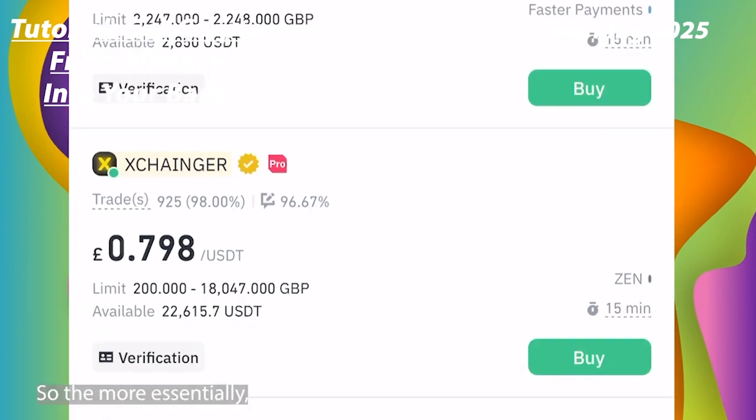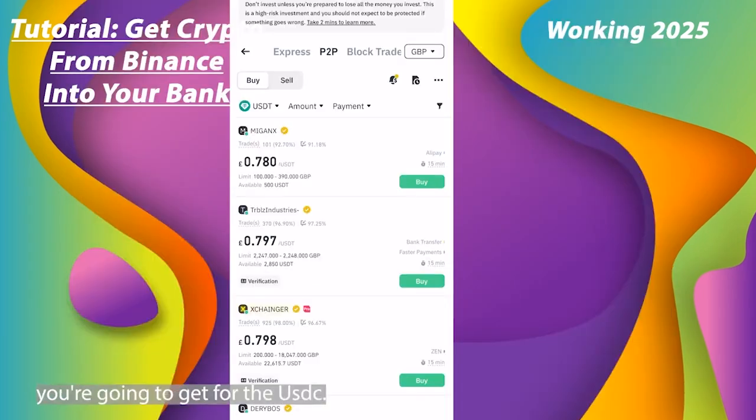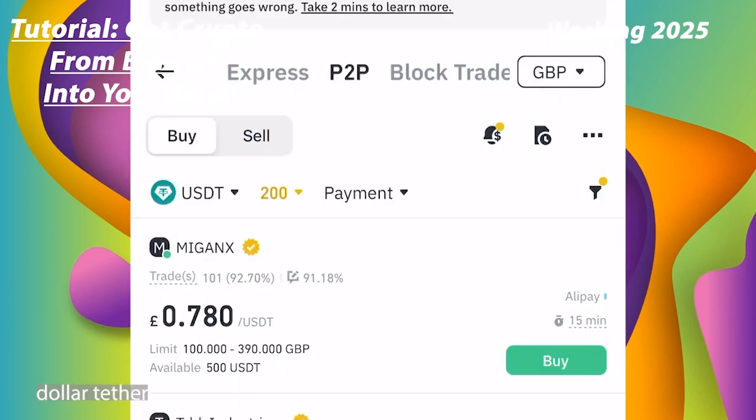So the more you do this, the more you essentially want to go to people who have very good conversions and trade success rates, as well as the exchange rate you're getting right there on the left-hand side as well. So 0.798, 0.799, 0.803. So that's the exchange rate you're going to get for the USDT. We're looking to sell US dollar tether to Great British pounds essentially.